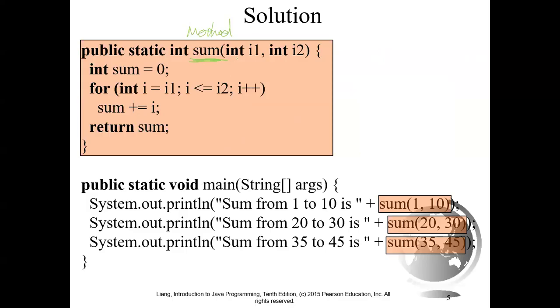And then we have parameters here. One is I1, the other one is I2. So it means that in this method, we have two parameters to tackle. The first one is I1, the second one is I2. You can take them as placeholders.